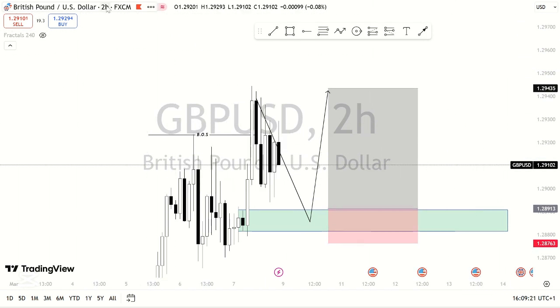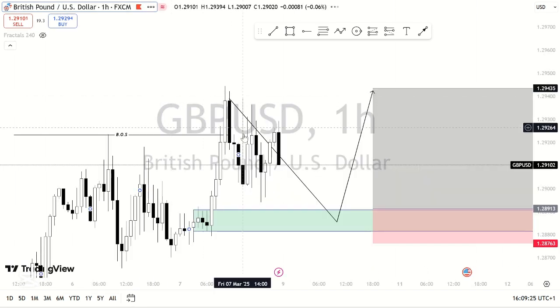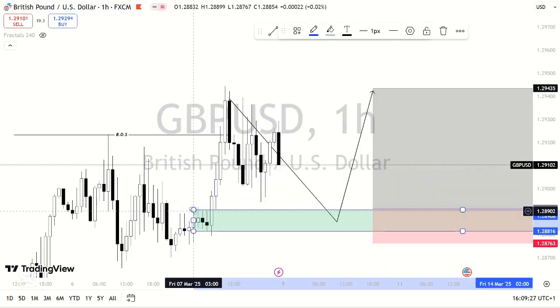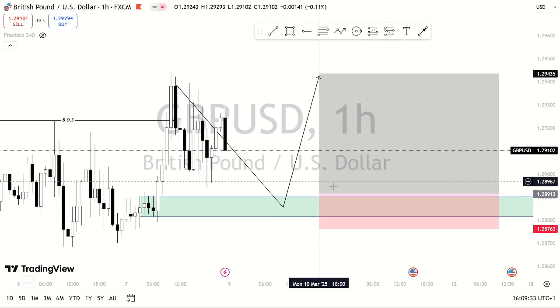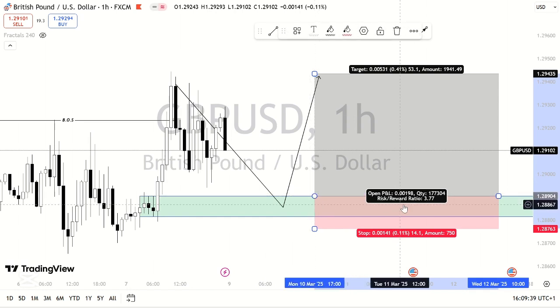But if you want to refine it more, you can go to the 1 hour. You can see it doesn't really make much of a difference because the last candle before the move was still this same one, so it's kind of the same as the 2 hour, but you can still make the change. So if we refine it, we can get it from 3.48 to 3.77.